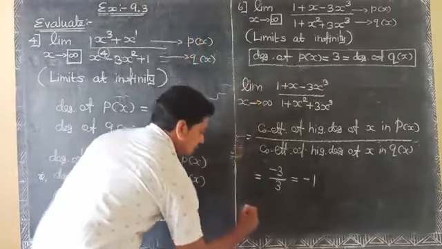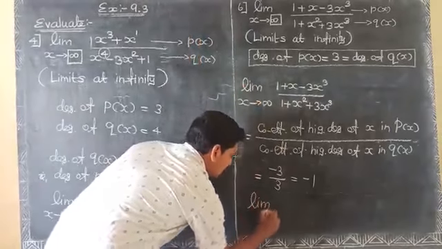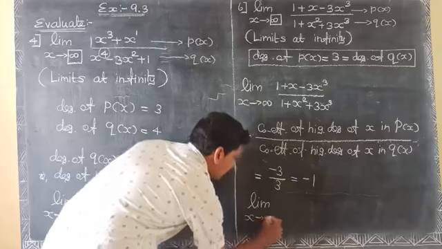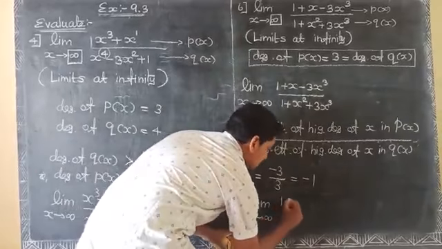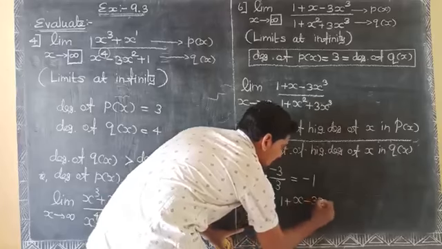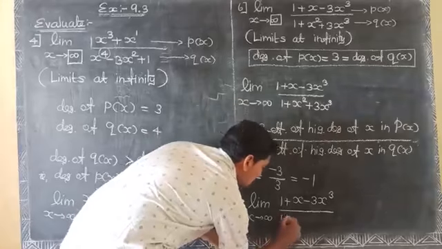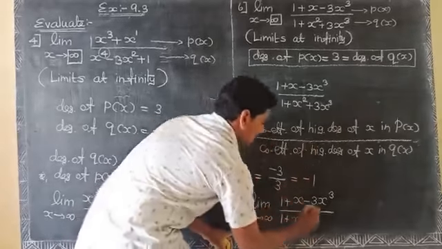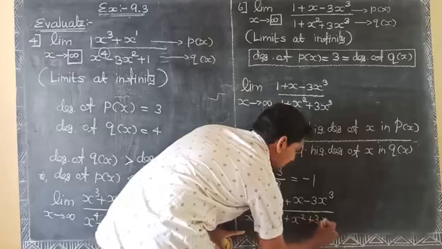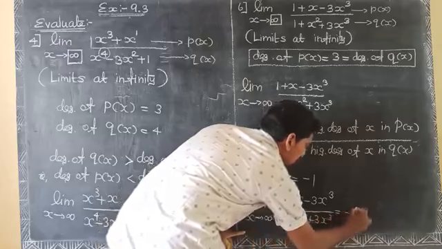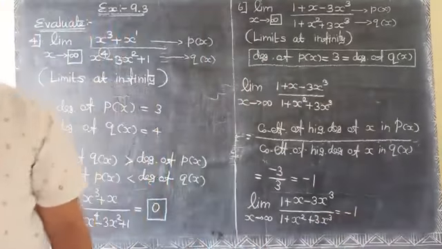Therefore, the given function, the limit as x approaches infinity of 1 plus x minus 3x power 3 divided by 1 plus x square plus 3x power 3, is equal to minus 1.